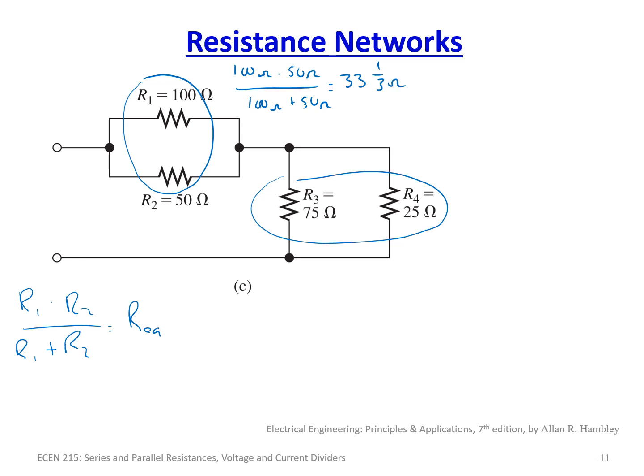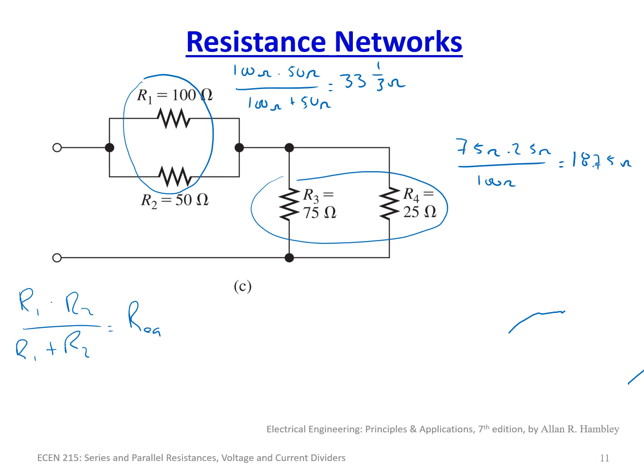Now for the second one, using the exact same equation, we have 75 ohms times 25 ohms over, we end up with 100 ohms, which is 75 times 25 over 100, and is 18.75 ohms.